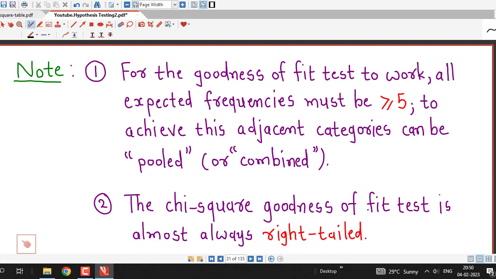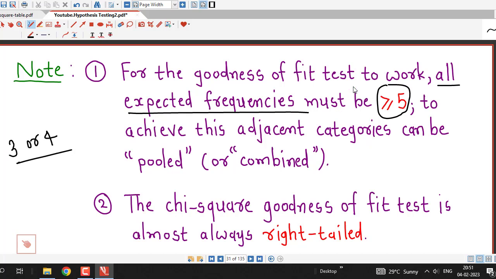Now this is an important remark: for the goodness of fit test to work, all expected frequencies must be greater than or equal to 5. Some sources allow 3 and 4 also, but here we will consider that all the expected frequencies should be at least 5. Now suppose some of the expected frequencies are less than 5, then we can combine them with adjacent categories. To achieve this, adjacent categories can be pooled.